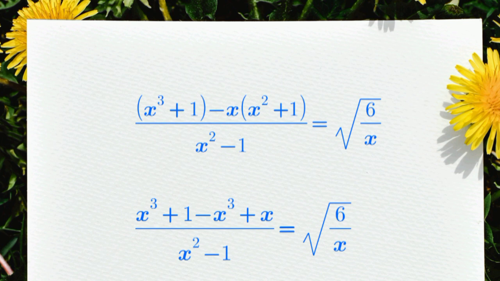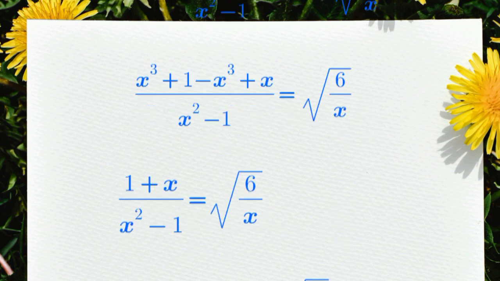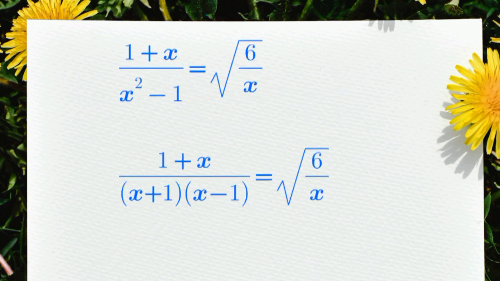As you can see, we have x^3, then plus 1, minus x^3. So obviously, x^3 here can cancel x^3 here. I'll be left with (1 + x)/(x^2 - 1) = √6/x. Now, if you look at the denominator on the left hand side, you can write it as (x + 1)(x - 1). So this is going to give us (1 + x)/((x + 1)(x - 1)) = √6/x.